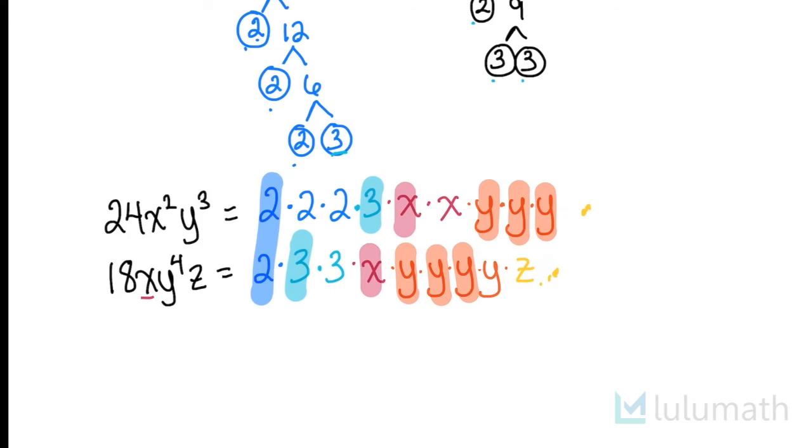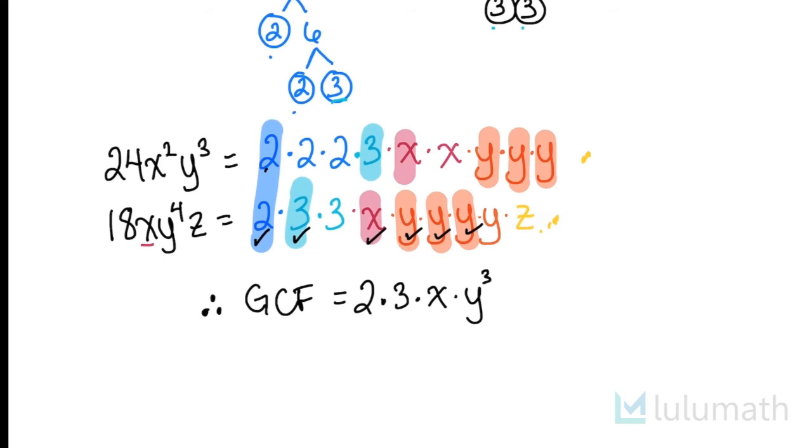So therefore, I can say that my GCF is going to be equal to, now a lot of people will say 2 times 2, but there's only one 2 in common with both of these. So it's simply 2 times 3 times x times y times y times y, which we can shorten to y cubed. So therefore my GCF is 6xy cubed, or 6xy to the power of 3.